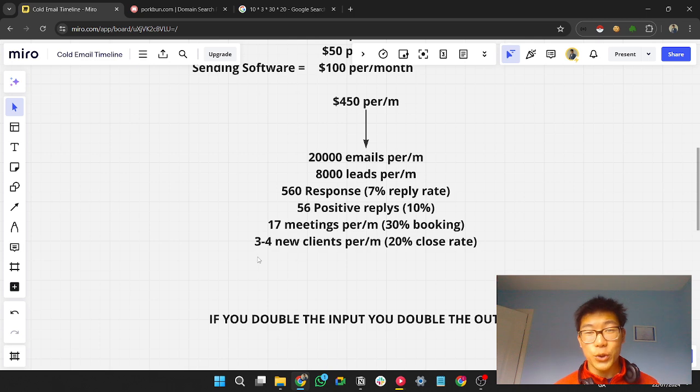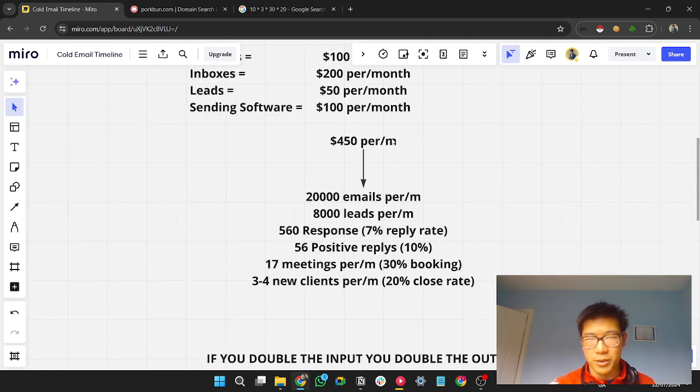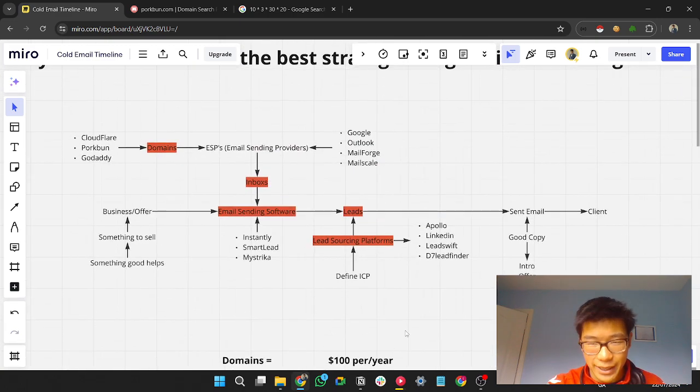And then let's say you can handle 7 clients a month. You can triple it, and then you just triple this to 1,200 or whatever, or 1,350. You just keep scaling, and you never stop. You just shove more money into this machine and you get more clients.